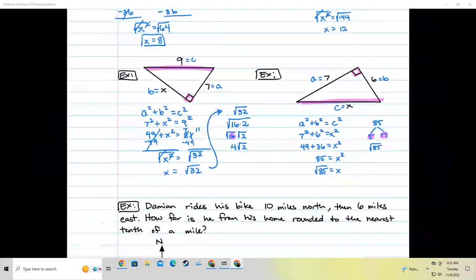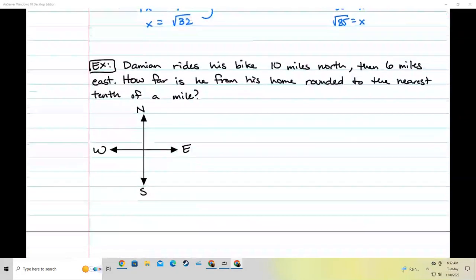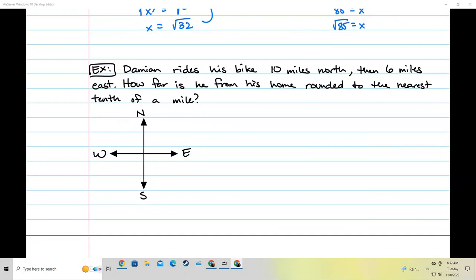Okay. All right, last one. Last one says Damien rides his bike 10 miles north, then 6 miles east. How far is he from his home, rounded to the nearest tenth of a mile?